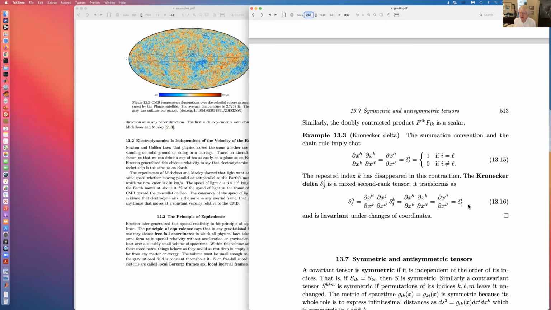So the Kronecker delta is a mixed second-rank tensor that is invariant under changes of coordinates. So that's something that's even nicer than things that transform a particular way. This is something that's absolutely invariant.